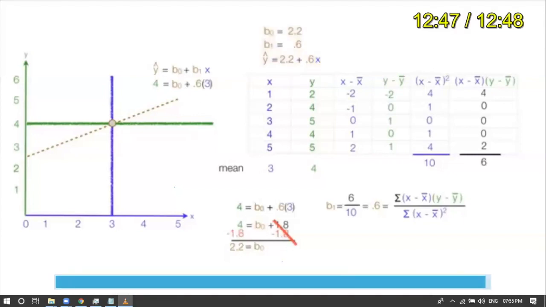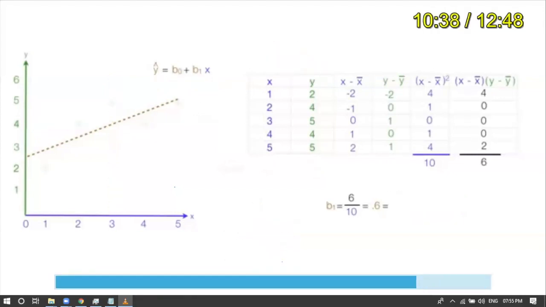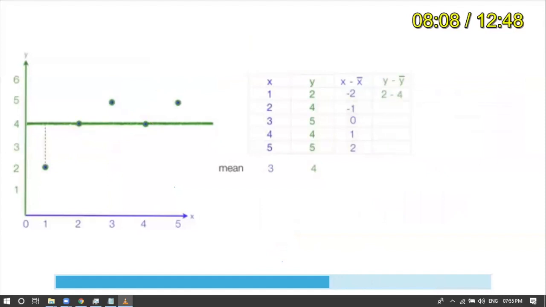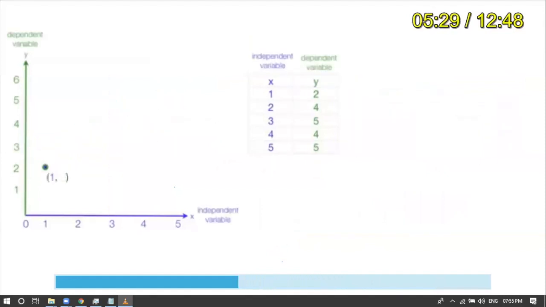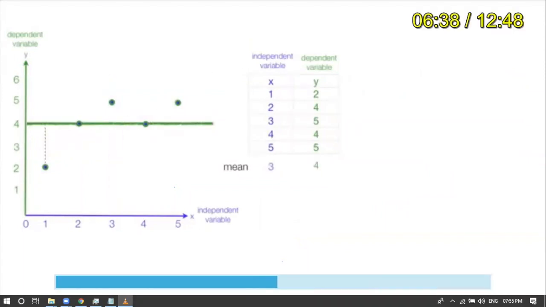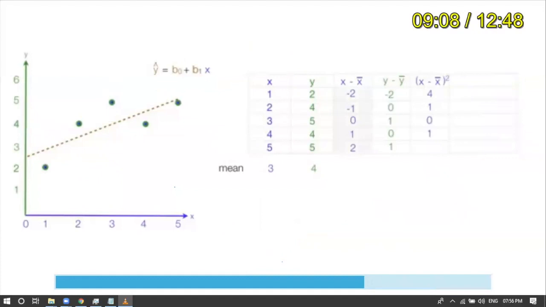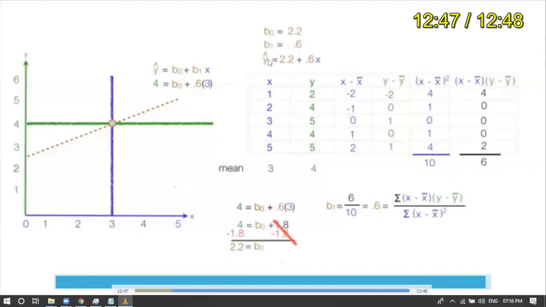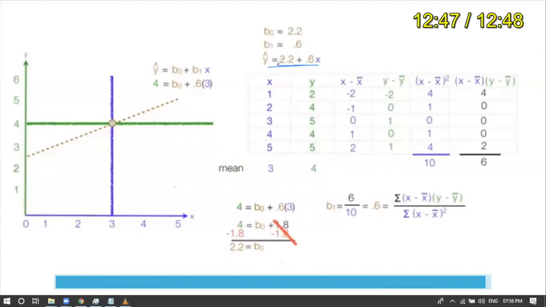So what we are trying to find out from the start is, if we have all these points and we try to find out which is the best line, then after doing all the mathematics, we found out that our best fit line is y hat is equal to 2.2 plus 0.6x. So this is your final answer.